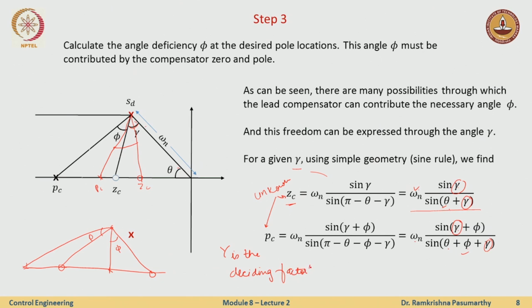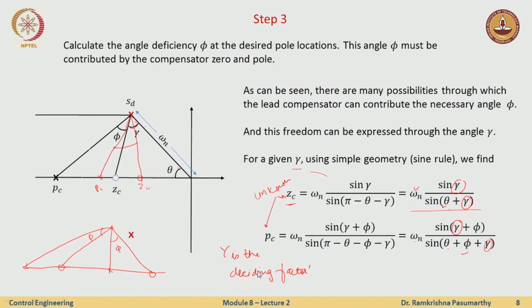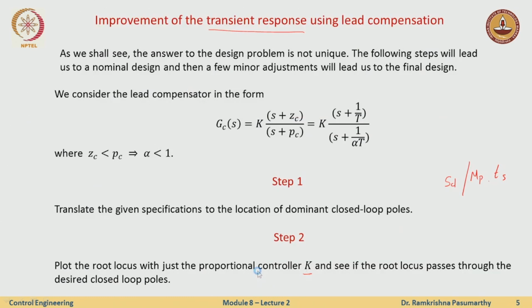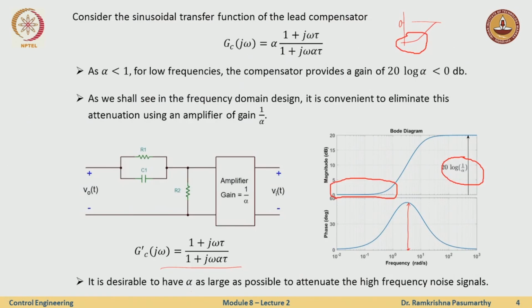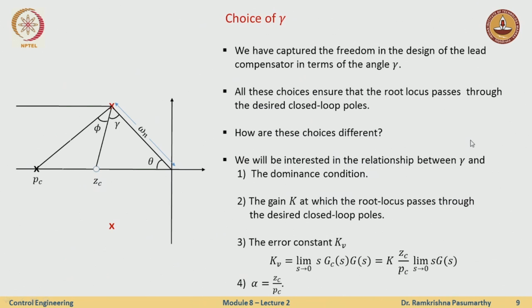Now let's just arbitrarily select a few gammas and check. What is important when we choose this gamma? First and most important is the dominance condition, second is the gain k, third are the error constants, and fourth is the alpha, because here we wanted alpha in such a way that this length from here till here was as small as possible. So let us just do again some trial and error.